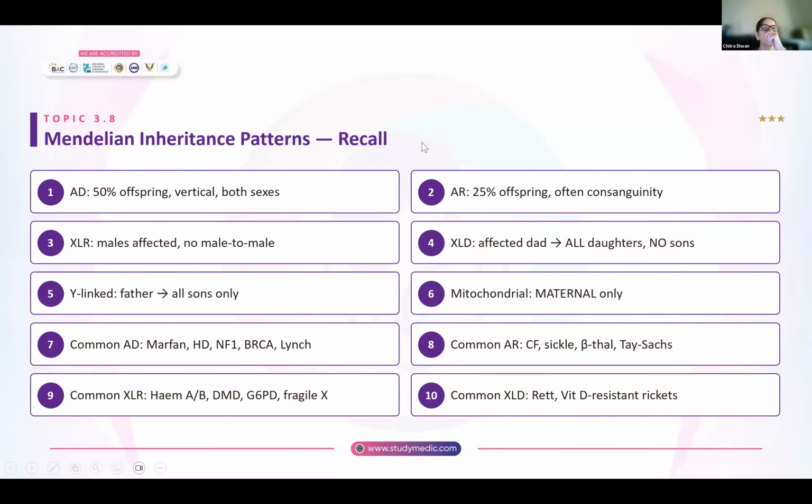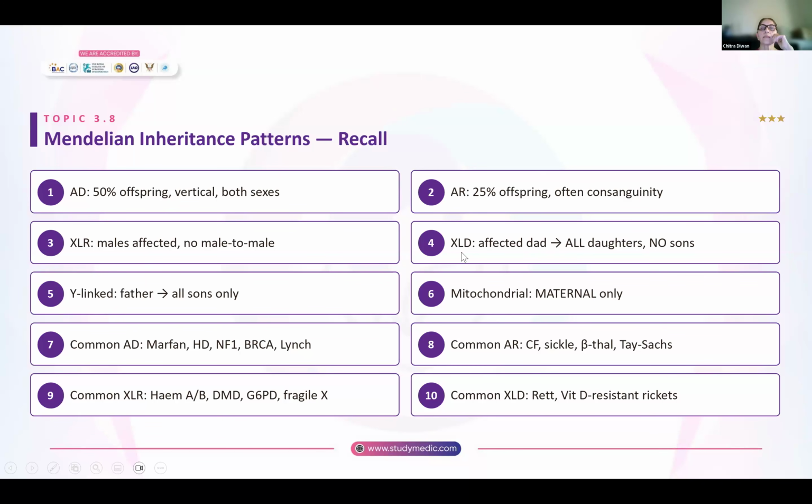So briefly to recall the inheritance patterns, Mendelian inheritance patterns. Whenever you have autosomal dominant, 50% of the offspring are affected. The transmission is vertical. Both sexes are affected. That means there is no skipping of generation. In autosomal recessive, 25% of the offspring are affected. It's usually seen in consanguineous marriages. X-linked recessive, males are affected. There is no male-to-male transmission.